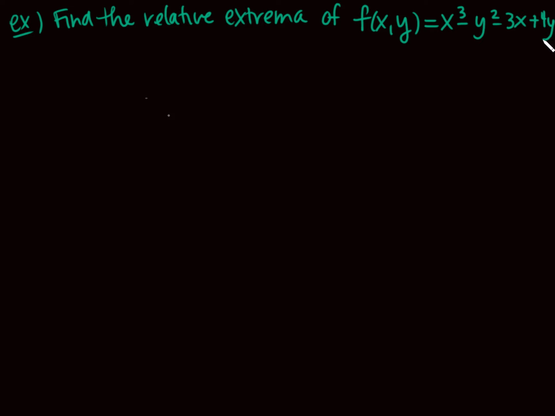plus, oh, I'm running out of room, 4y. Darn it. Let me write a little bit smaller here. 3x plus 4y. Sorry about that. Okay. So again, I need to find the critical points. The critical points occur where my partial derivatives are 0 at the same time. So if I take the partial with respect to x, I get 3x squared minus 3. The partial with respect to y is negative 2y plus 4.